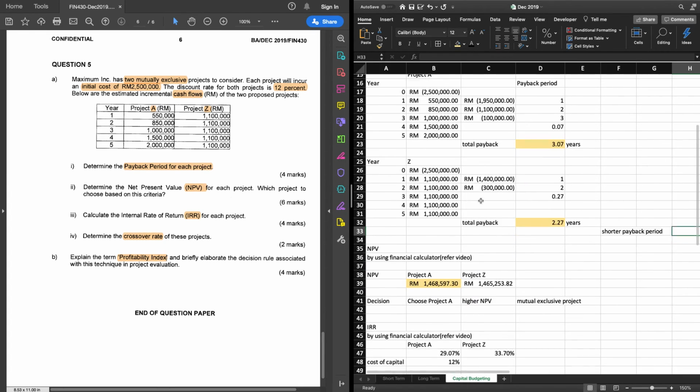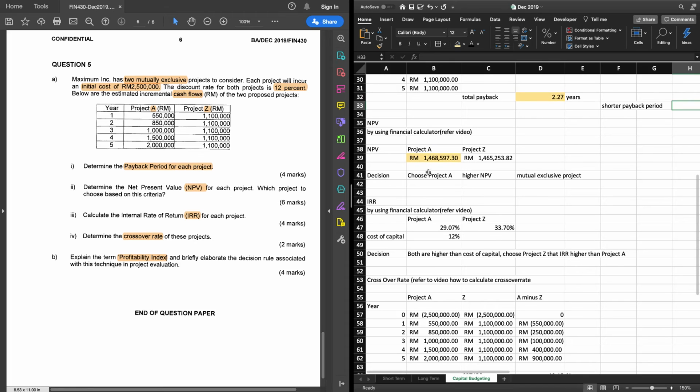Now we move to the net present value. For the net present value, I already prepared a video using a financial calculator. You need to refer to that video. I will stop here, and you need to watch the video, then we continue this session.